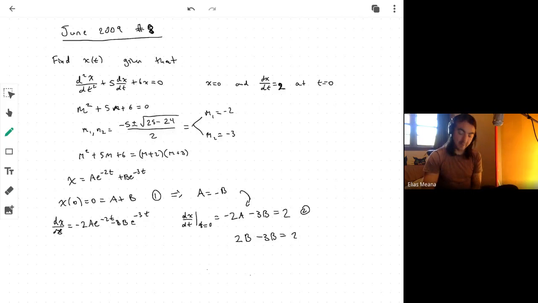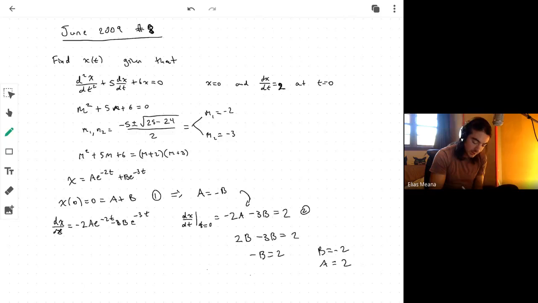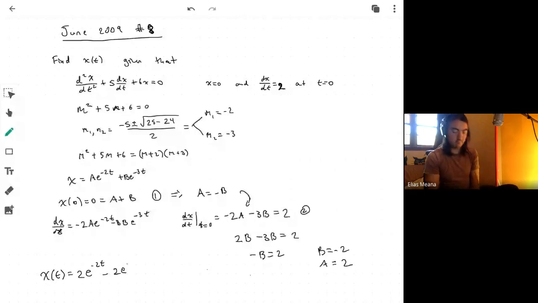Okay, so then we get 2b minus 3b equals 2, right? So in other words, minus b equals 2, b equals minus 2, a equals positive 2. And so we end up with a particular solution, x of t equals 2e to the minus 2t minus 2e to the minus 3t. Done. Make sense?